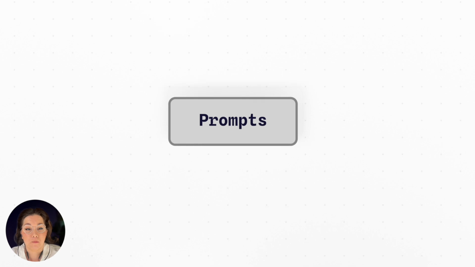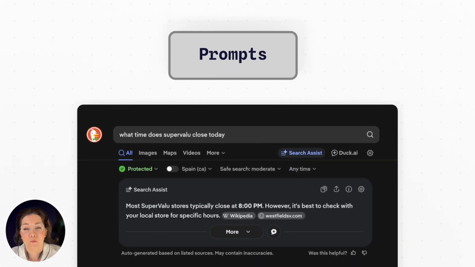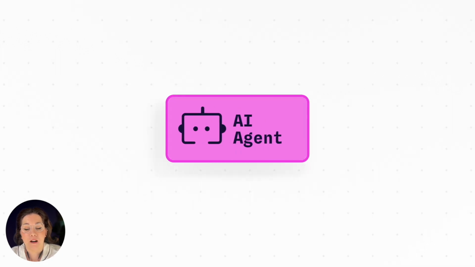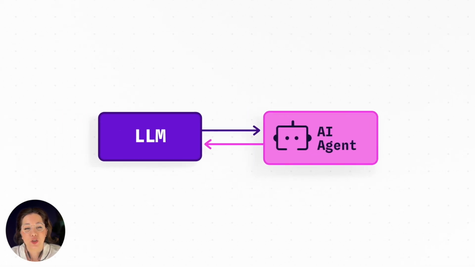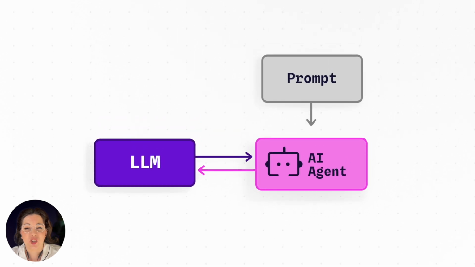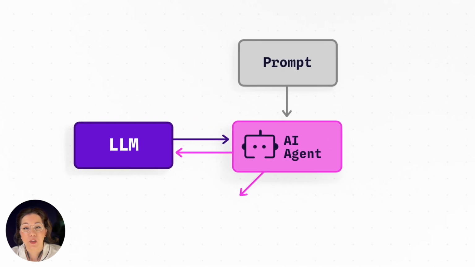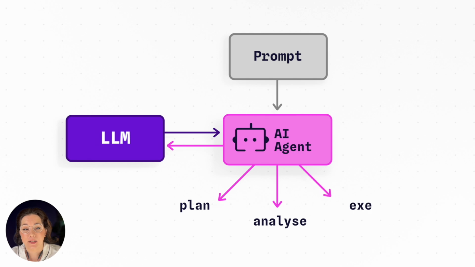Then we feed it prompts, the input that we give to the AI, like the task we set the AI. So you've probably noticed search engines using your search queries as really basic prompts. And an agent acts on behalf of an LLM. So it doesn't just respond to prompts like a chatbot kind of situation. It can also plan and analyze and execute tasks.